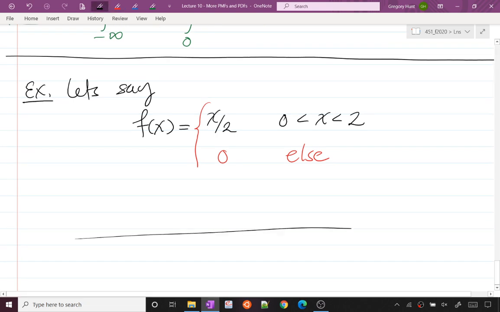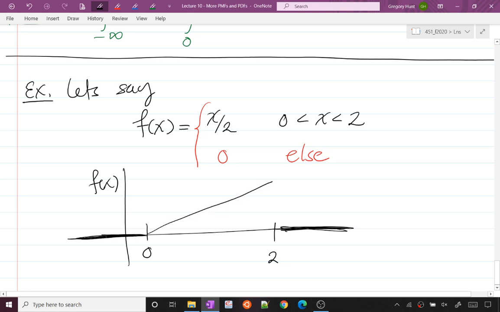We can plot this thing. So the support of my thing is 0 to 2. If I plot f of x, it's 0 less than 0, it's 0 bigger than 2. And then in the interval 0 to 2, it takes on this straight line. So this is the PDF now. And the slope of this line is 1/2.